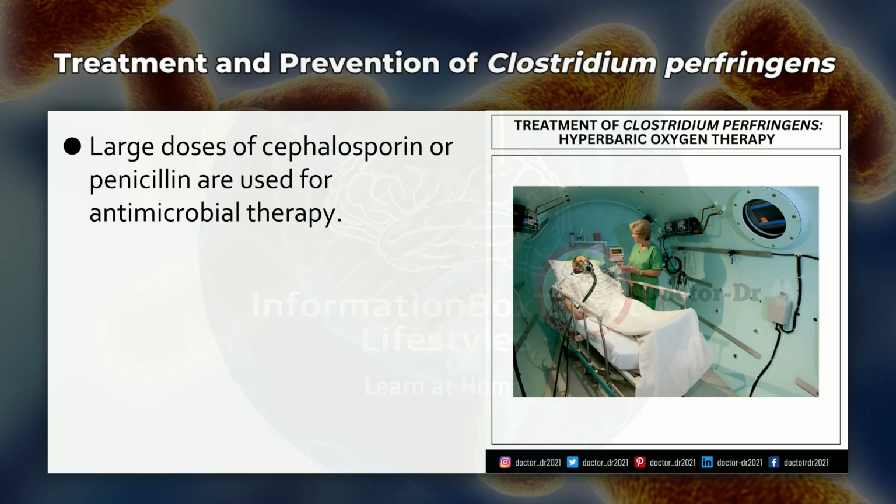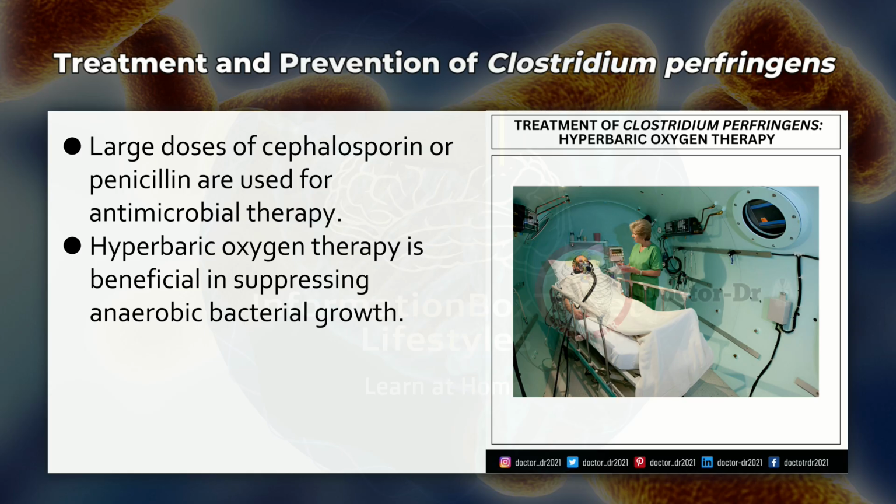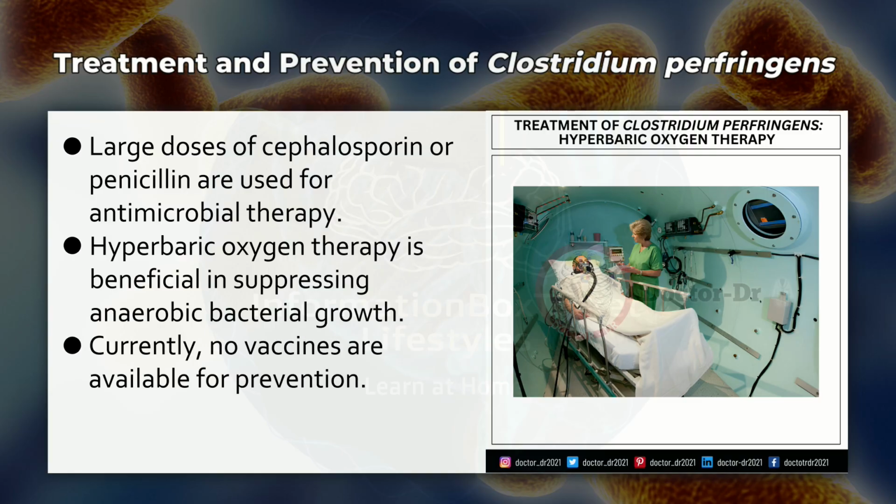Large doses of cephalosporin or penicillin are used for antimicrobial therapy. Hyperbaric oxygen therapy is beneficial in suppressing anaerobic bacterial growth. Currently, no vaccines are available for prevention.